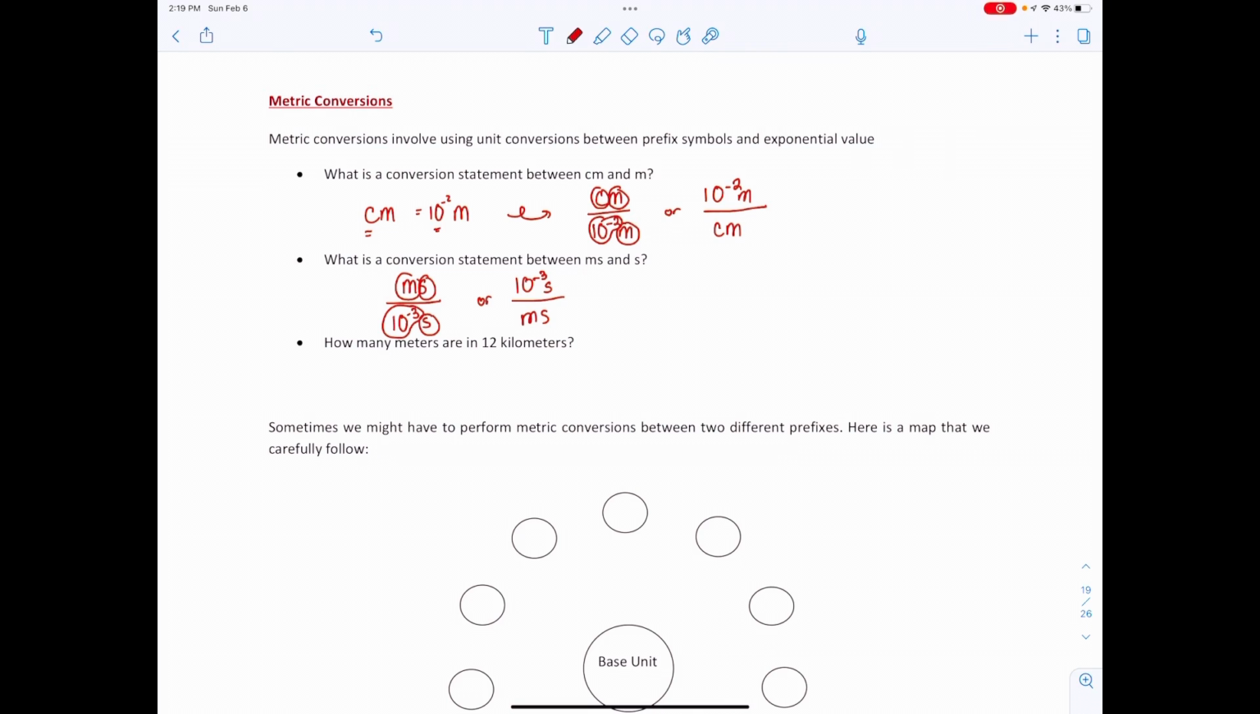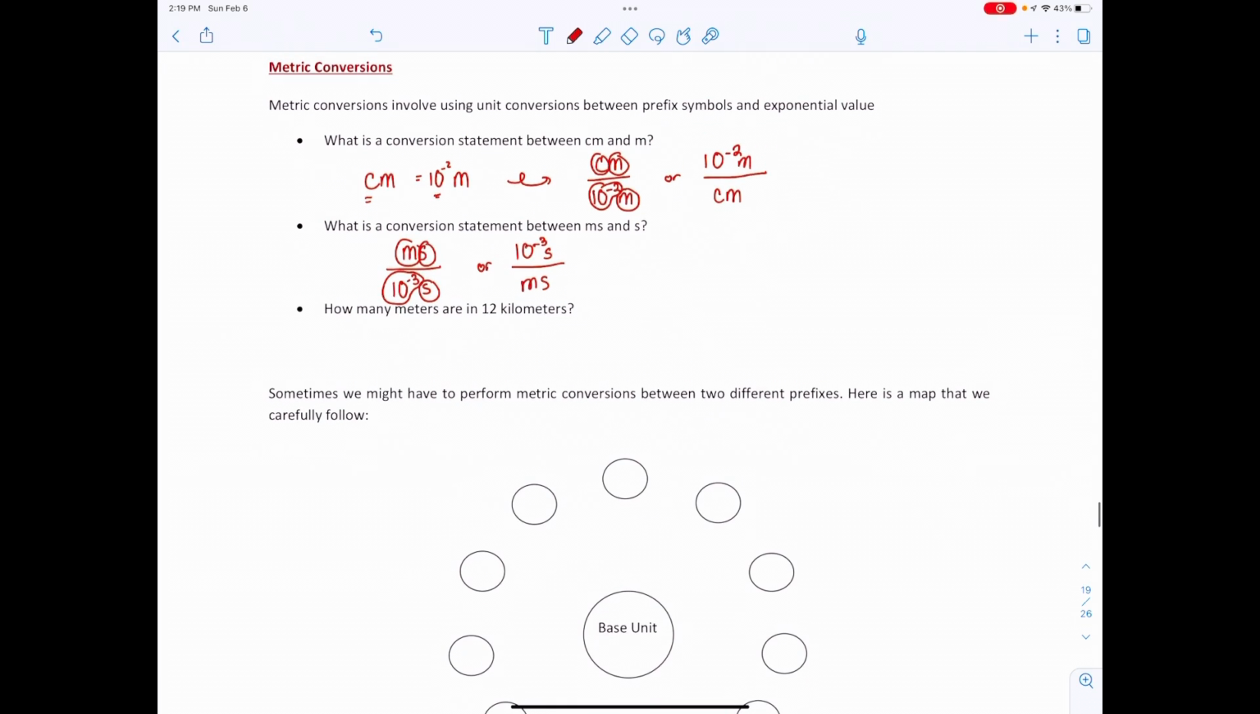So if I'm going to find the meters in 12 kilometers, the proper way to set this equation up is to always start with the value you're looking for. If this question is asking me to find meters in kilometers, I'm looking for meters. So I'm going to start with meters equal, and the starting value that I'm given in this question is 12 kilometers.